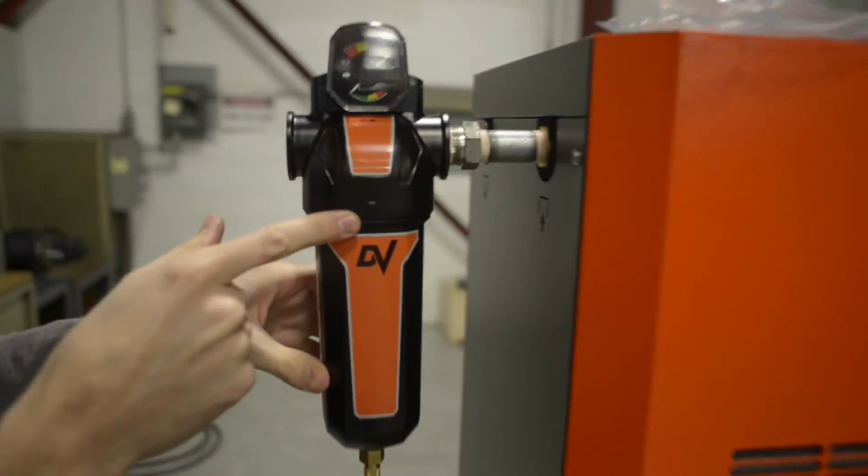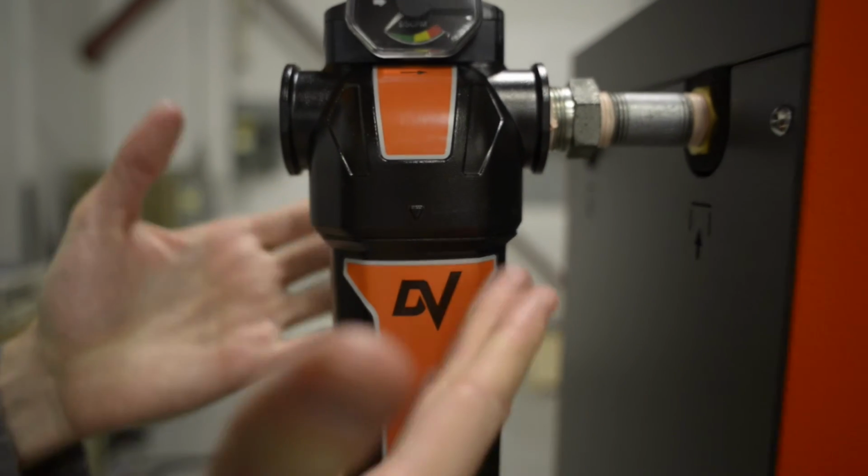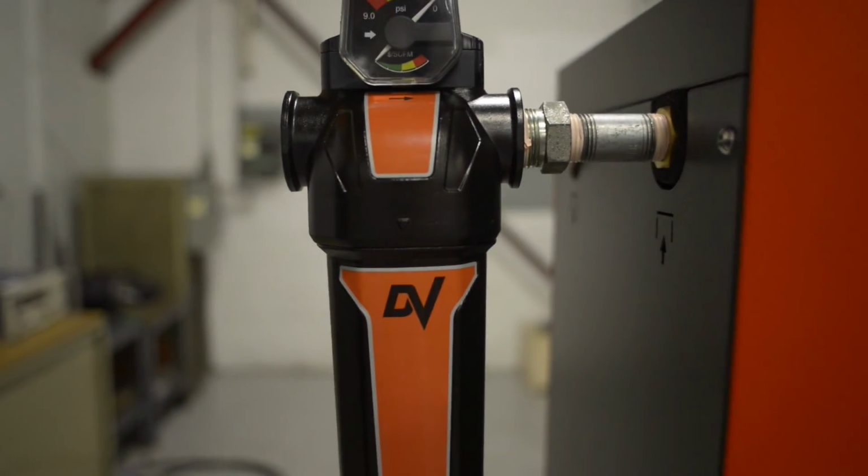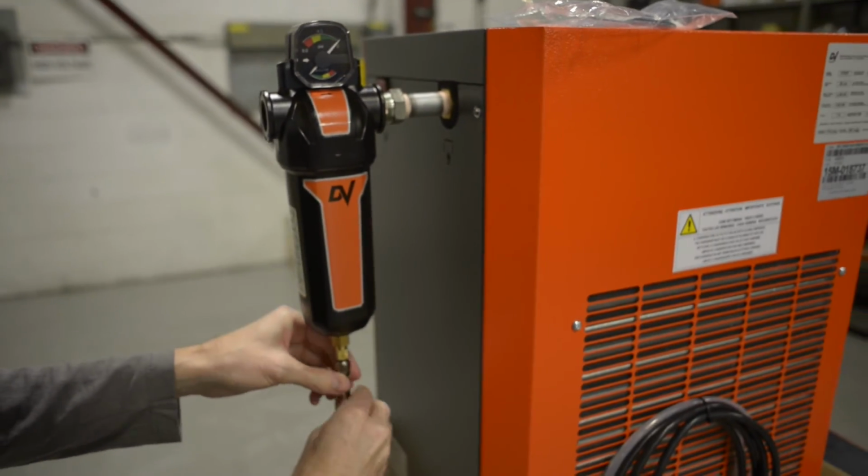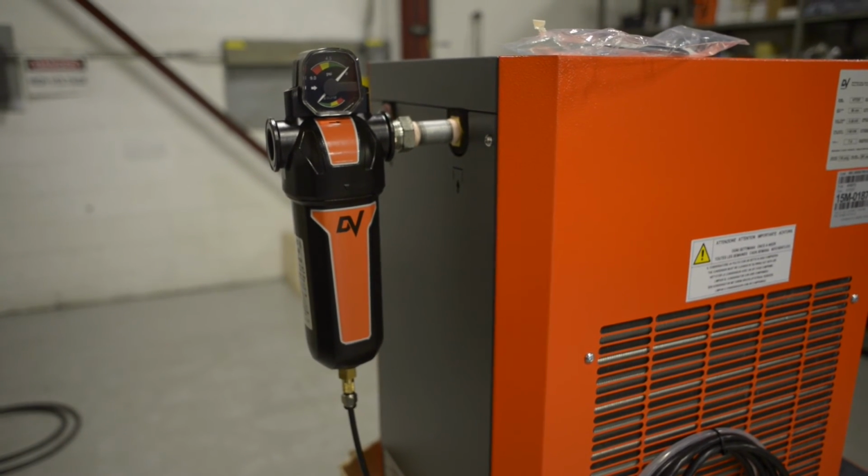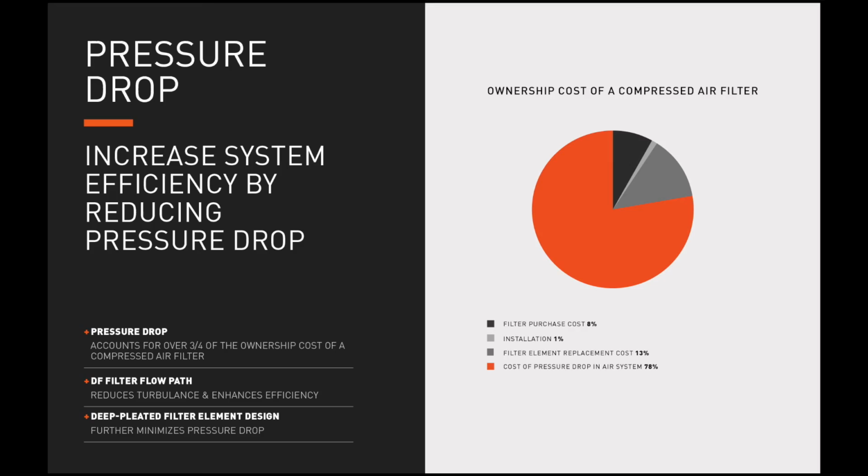You'll see that the two triangles there are the alignment indicators. So once those are aligned, the filter is set and secure. You replace the pneumatic tube and the filter is ready to go.